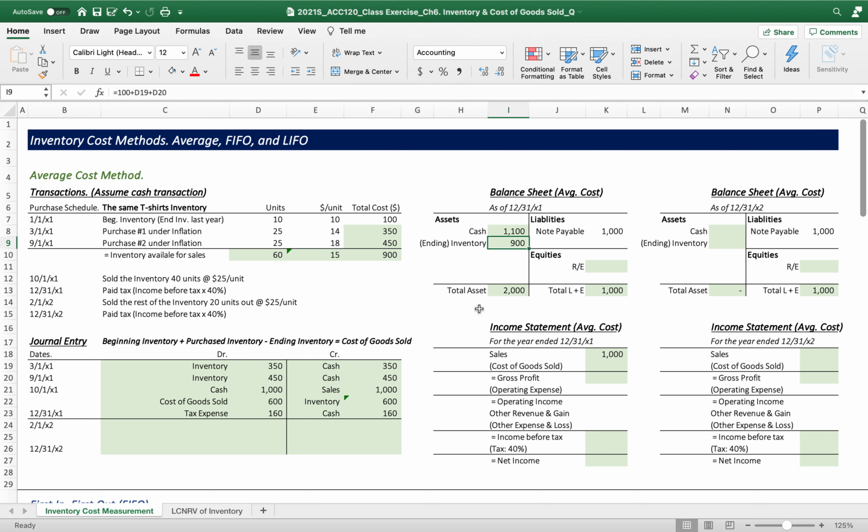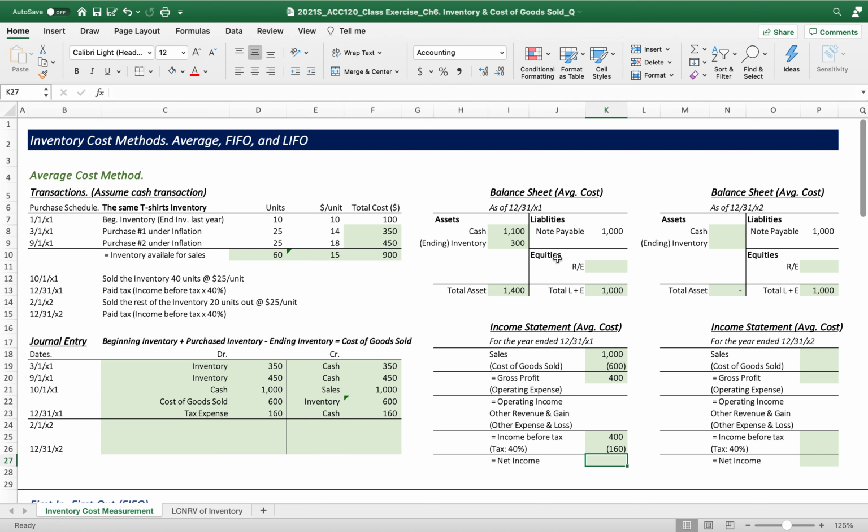Then inventory out, because we sold the inventory, so minus inventory 600. Then the cost of goods sold in the income statement, expense is negative, so 600. So our gross profit is now 400. Tax expense 160. Before calculating this, we don't have any other expenses. So tax expense is 160.